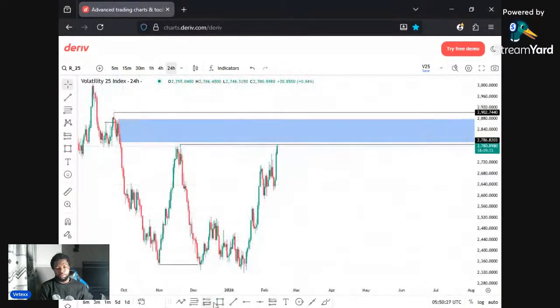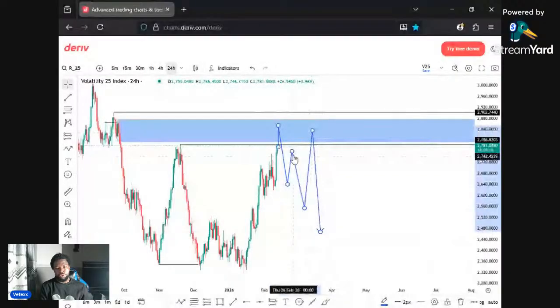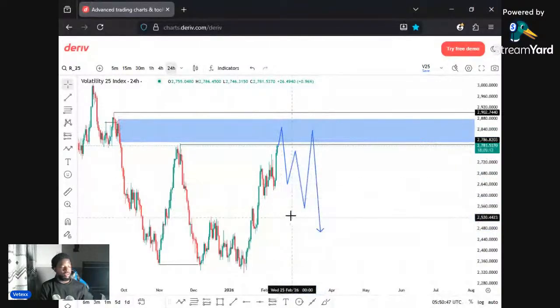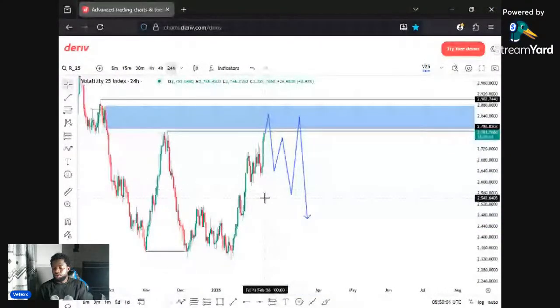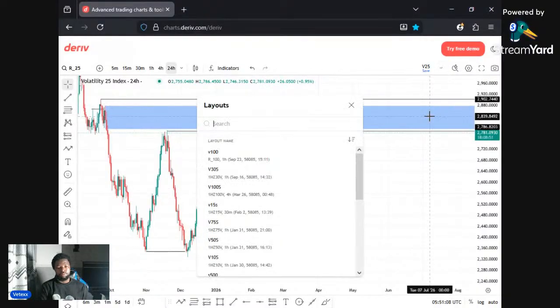We're anticipating price to tap into this zone. Then we'll go to the 1 hour time frame to anticipate this move. This is what we're anticipating on V25 index. Hopefully it gives us this, and then we can sell. So we're adding V25 to the watch list. Nice. So this is what we have on V25. We'll check the next pair.